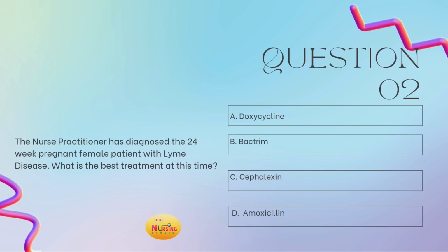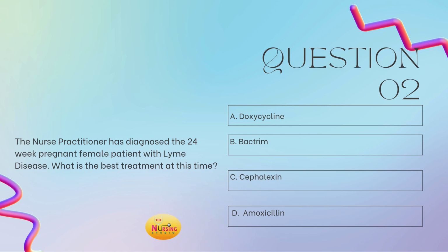Question number 2. The nurse practitioner has diagnosed a 24-week pregnant female patient with Lyme disease. What is the best treatment at this time? Is it A, doxycycline, B, Bactrim, C, cephalexin, or D, amoxicillin? Take a moment and tell me what you got, you guys.